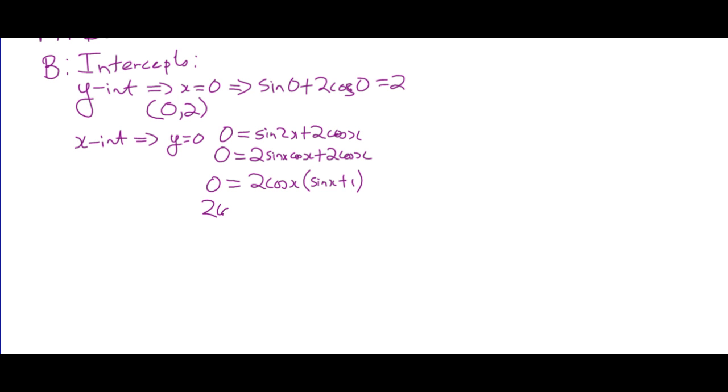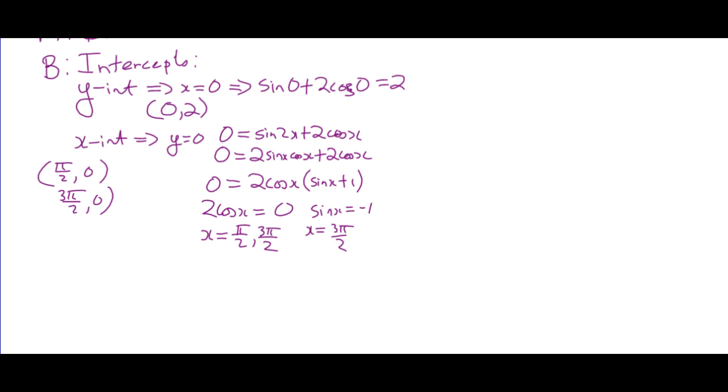Okay, so 2 cos x equals 0 means x is equal to what? It's where cos x is 0, which is pi over 2, 3 pi over 2. And sine x plus 1 means that sine x is equal to negative 1, which is also 3 pi over 2, so we don't need to repeat that. So we have (pi over 2, 0) and (3 pi over 2, 0).